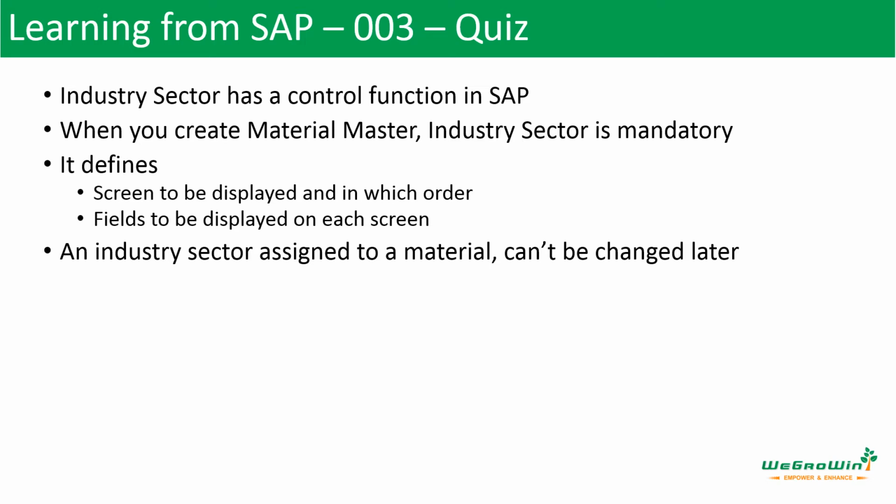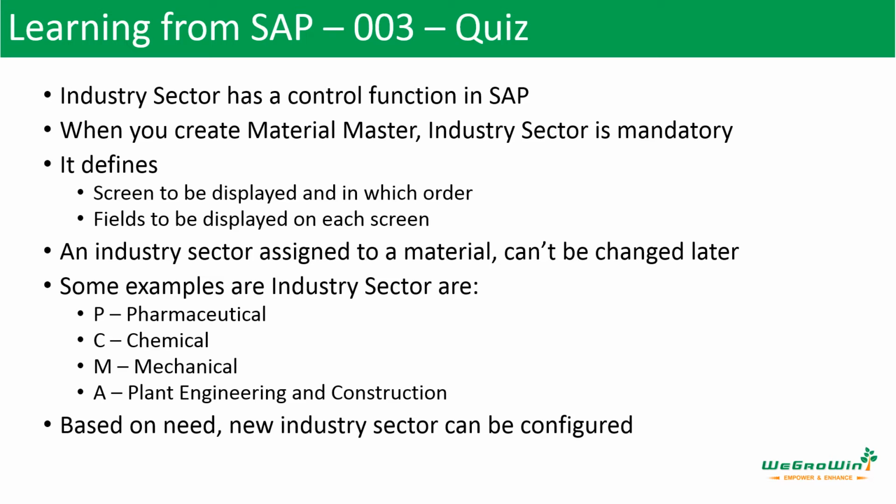The industry sector is a control function in SAP. When you create a material master, the industry sector is mandatory, and it is defined. It is used to define the screens to be displayed and in which order, and the fields to be displayed on which screen. An industry sector which is assigned to a material cannot be changed later. Some examples of industry sectors are P for pharmaceutical, C for chemical, M for mechanical, A for plant engineering and construction.